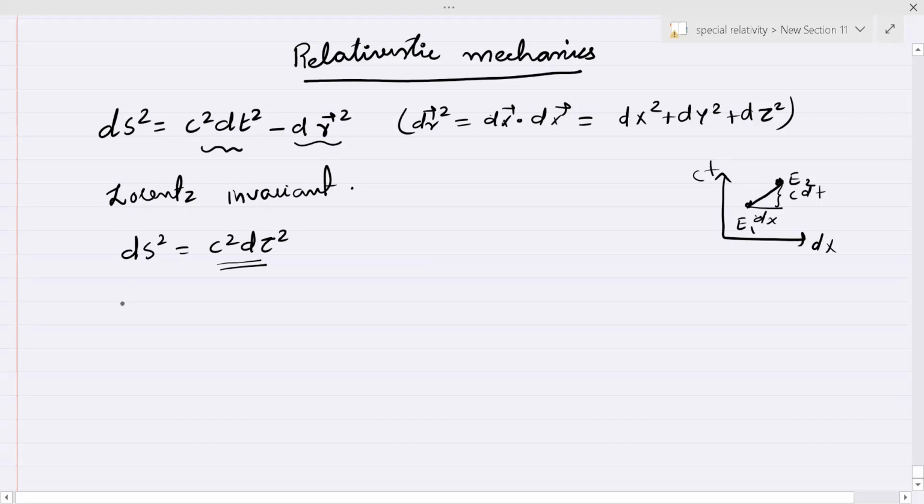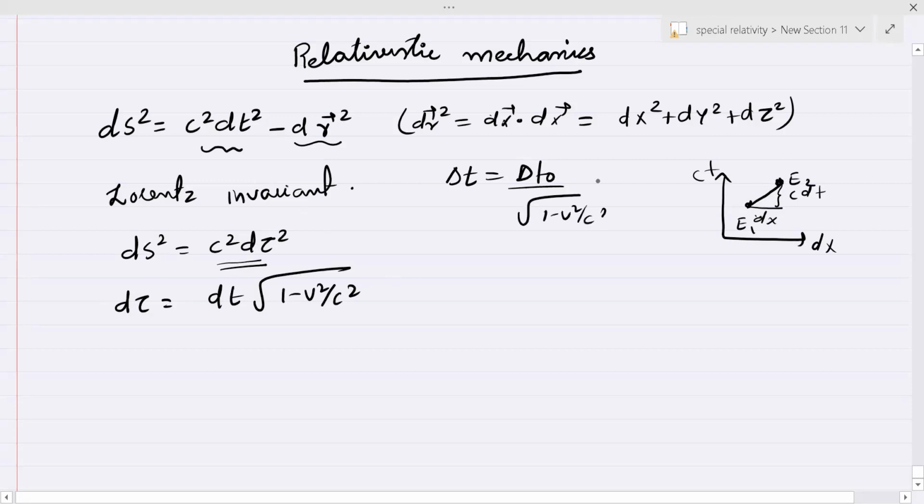Okay, and we know that this proper time is also obtained in this form: d tau is equal to dt times the square root of 1 minus v square by c square. You can get it from here, or we already know this because we have learned what we call relativistic time dilation, right? And this we call the proper time, and we denote it as d tau, that's all. So you see that d tau is equal to dt square root of 1 minus v square by c square. Okay, now, we defined 4 vectors.